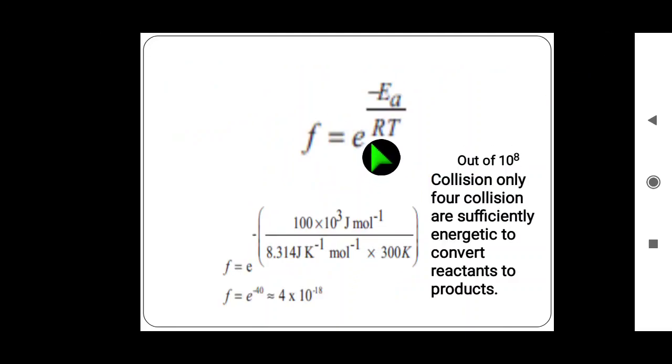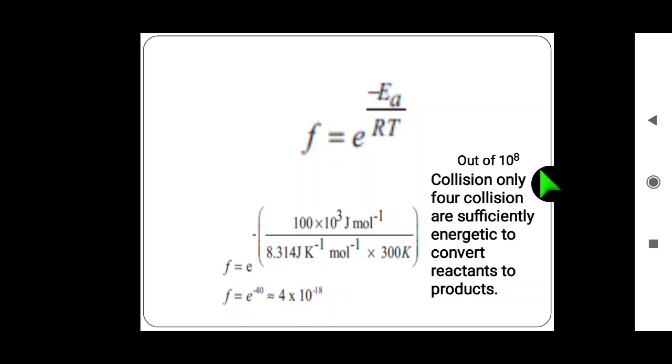Next, F equals e power minus EA by RT. You have to substitute the values here. EA is 100 kilojoule, so 10 power 3 joule per mole, and the gas constant 8.314 joule per Kelvin per mole into the temperature 300 Kelvin. Finally, F equals e power minus 40, the total amount being minus 40. The value is 4 into 10 to the power minus 18.